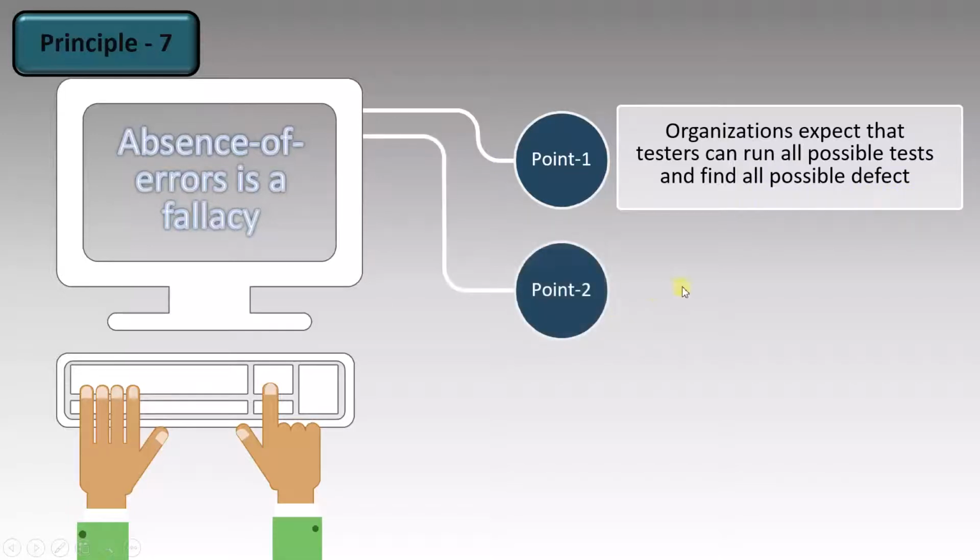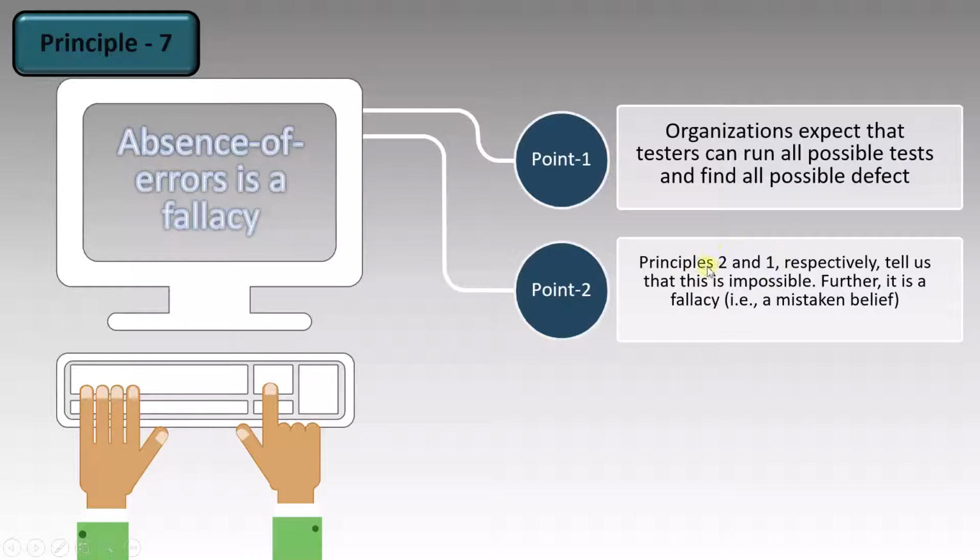Point 2. Principle 2 and 1, respectively, tell us that this is impossible. If you recall, Principle 2 says that exhaustive testing is impossible and 1 says that we can never find all the bugs. We can claim to have found a bug, but we can't claim that there are no defects left in the software. Further, it is a fallacy, that is, a mistaken belief. So this is an incorrect belief that a tester can find all the mistakes that exist in a software.